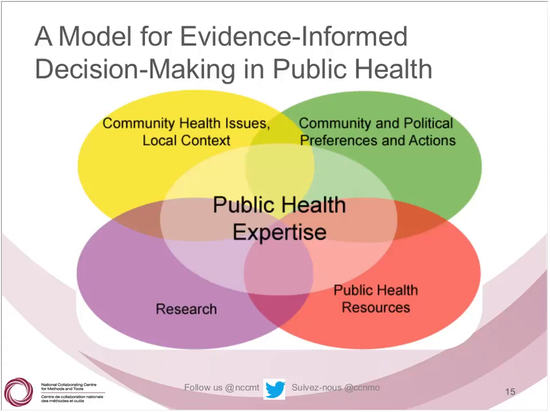Now, what we have here is a model for evidence-informed decision-making in public health, although it works for other fields too. And the intent here is to say that although we are certainly interested in research, that's the bottom left circle in this Venn diagram, and that's mostly the kind of evidence that I'm going to focus on today, is evidence from research. There are also other things that come into play when you're looking for evidence and wanting to make a good decision about what to do.